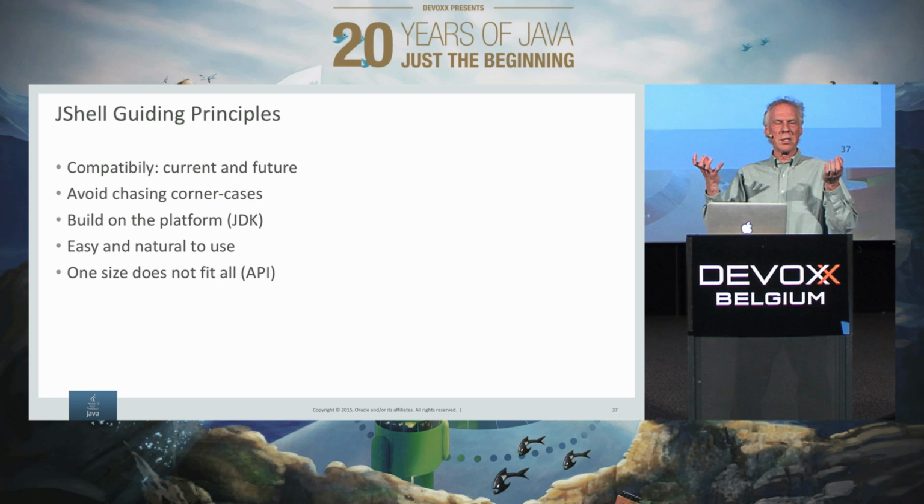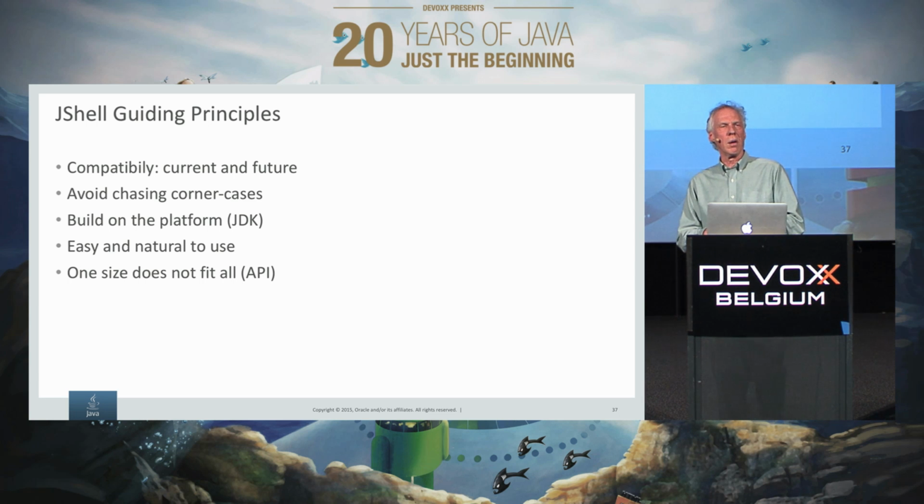So this code is built on the platform directly to prevent that. We didn't want to keep chasing corner cases. We'll let the compiler team and the VM team chase the corner cases.